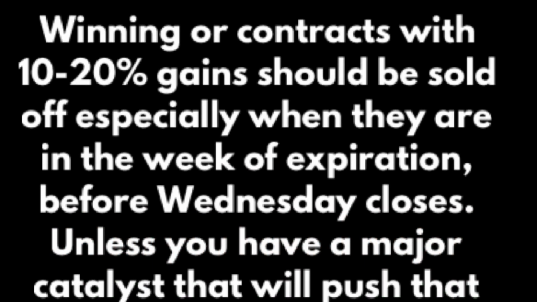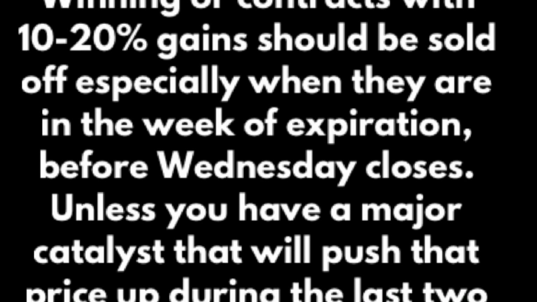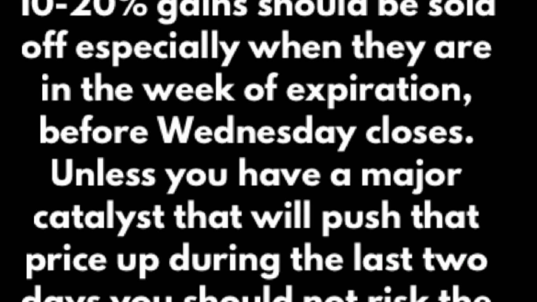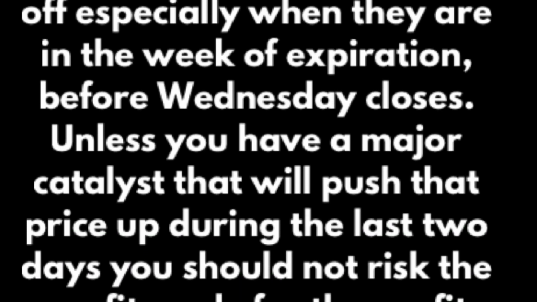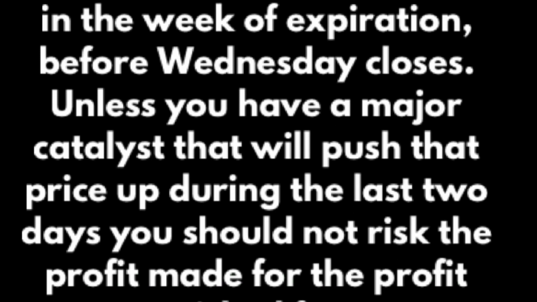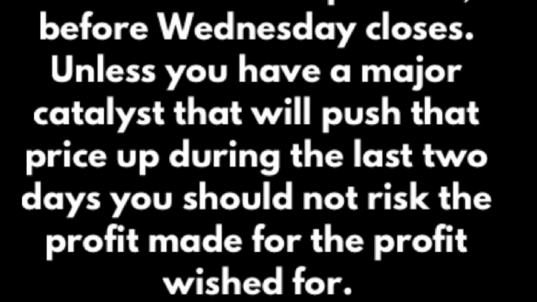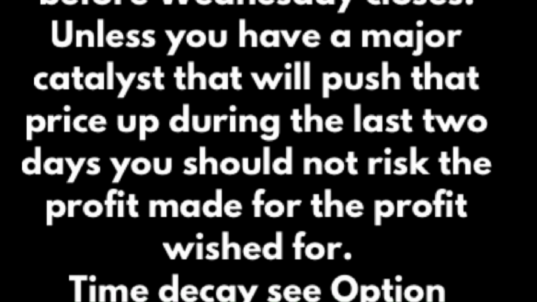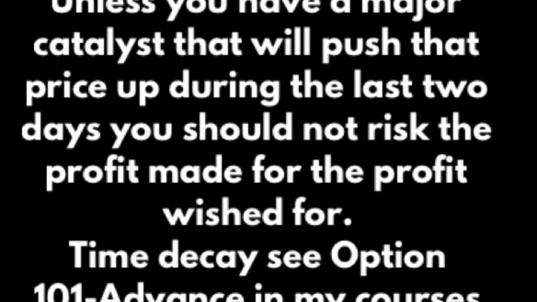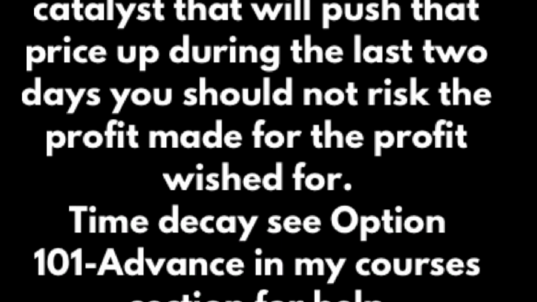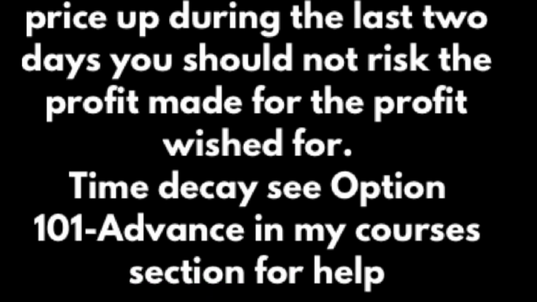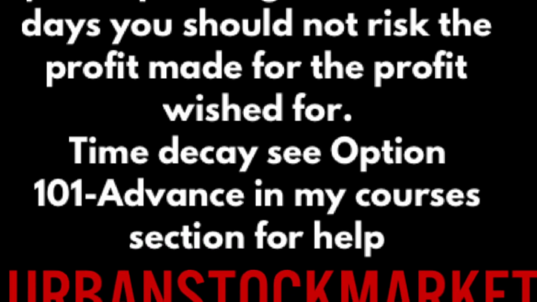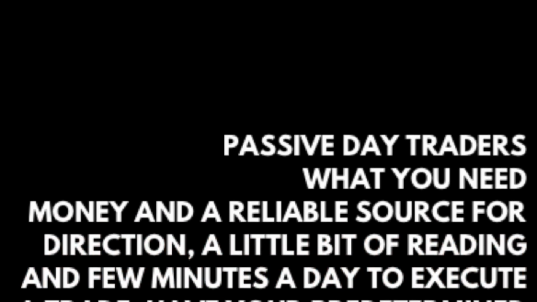Winning contracts with 10 to 20% gains should be good, or sold off, especially when they are in the week of expiration before Wednesday closes. Unless you have a major catalyst that will push that price up during the last two days, you should not risk the profit made for the profit wished for. Time decay, see Options Course 101 in advance for that.